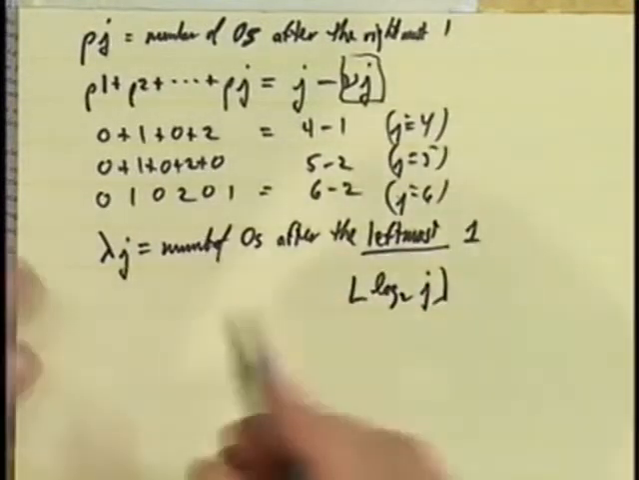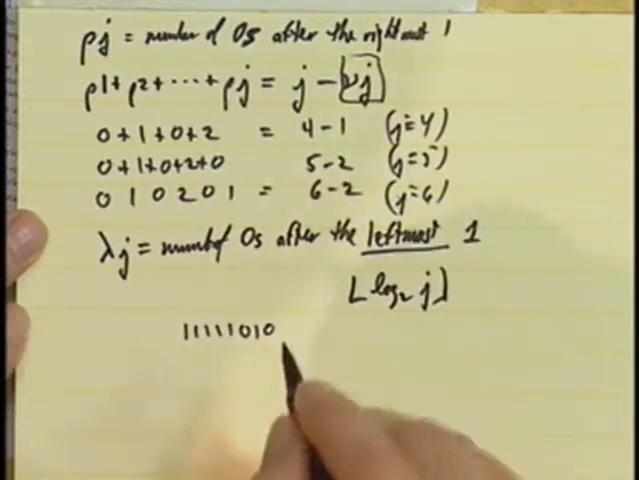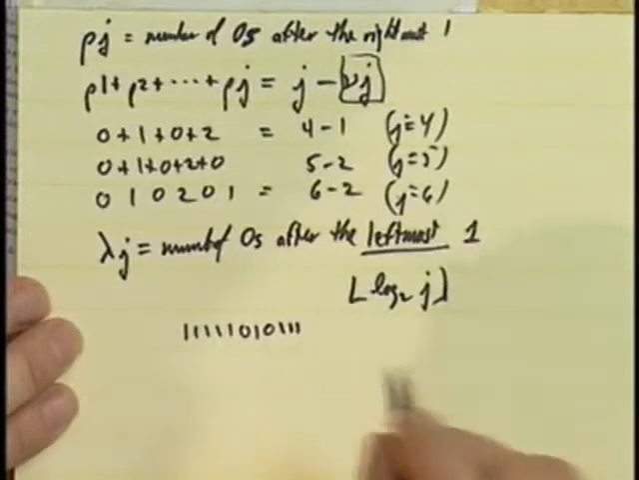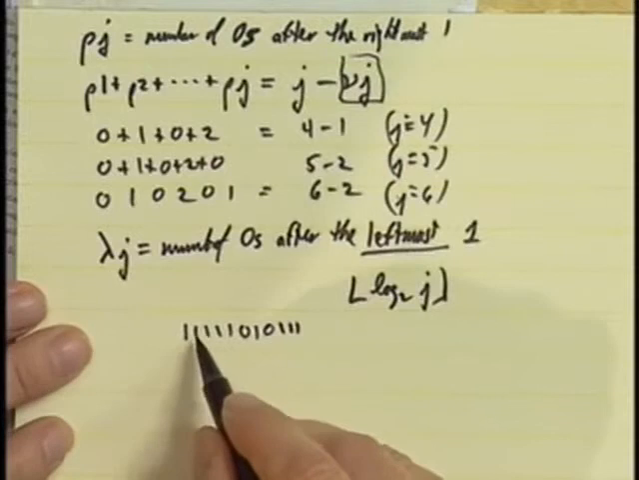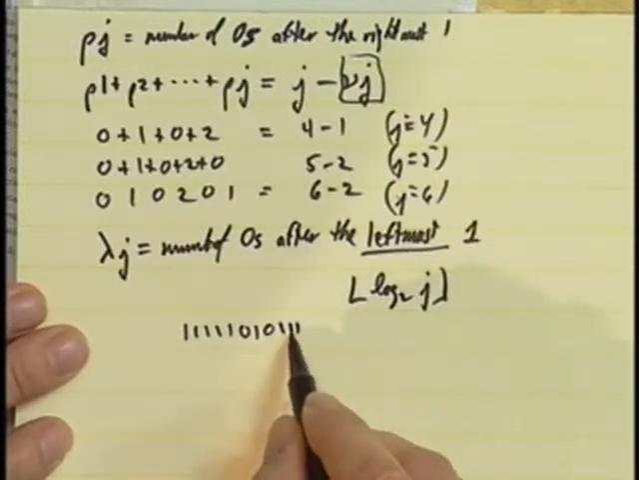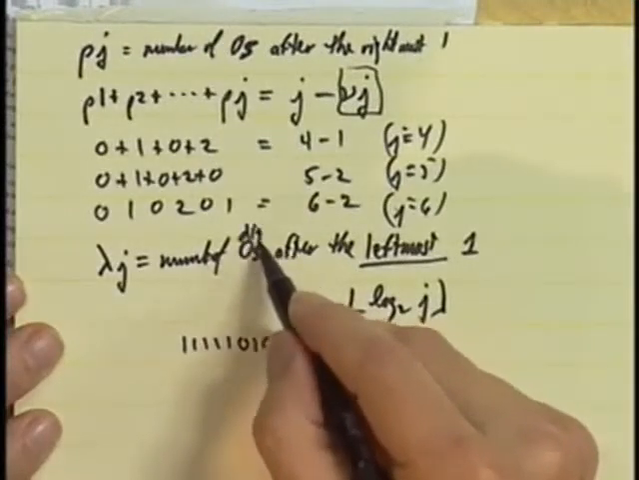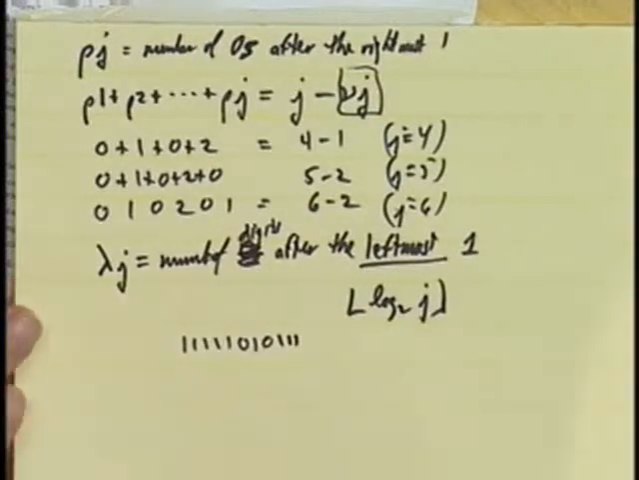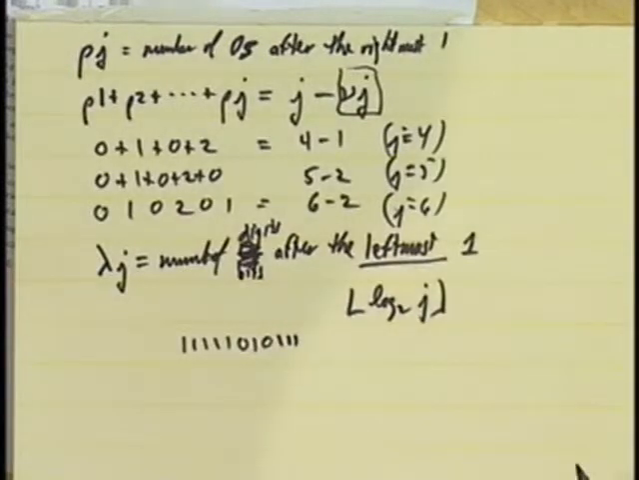So if I have a number 2007, and remember what that was, 0111. So then rho is 0, and lambda is 1, 2, 3, 4, 5, 6, 7, 8, 9, 10. The number of digits, let's call it, of bits after the leftmost one. It's not the number of zeros, I'm sorry. It's the number of bits after the leftmost one.